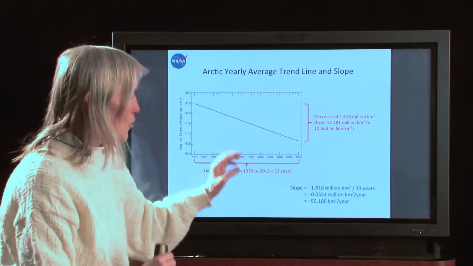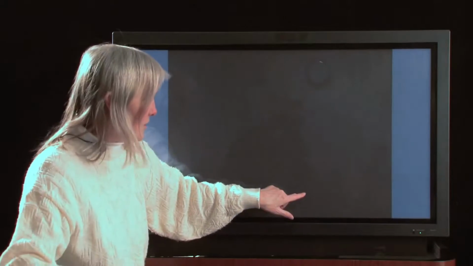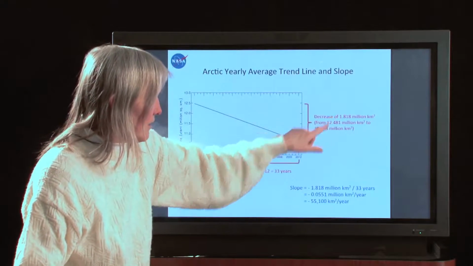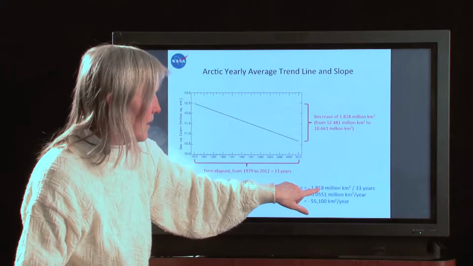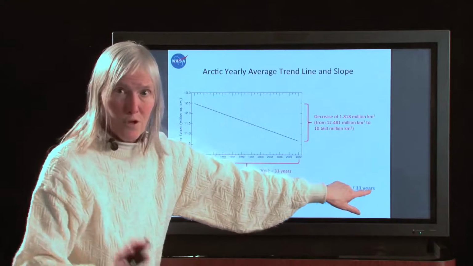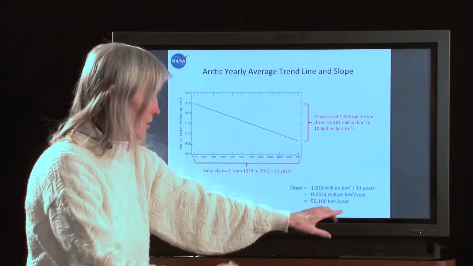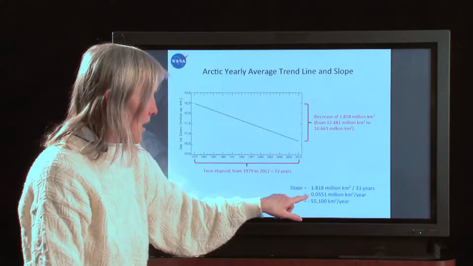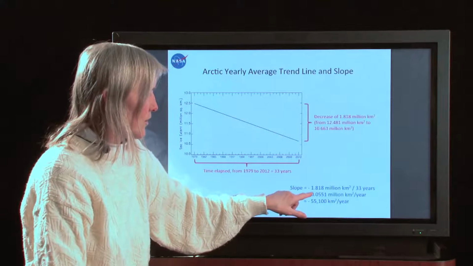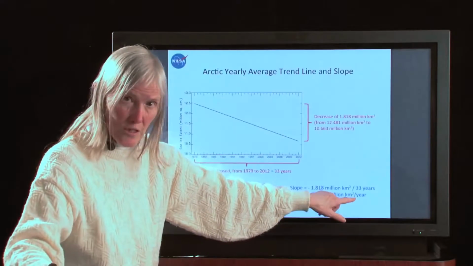So the slope of the line is negative because it's a decrease, and it's negative 1.818 million square kilometers over the course of 33 years. Go ahead and do the division. Divide 33 into that, and you end up with negative 0.0551 million square kilometers per year.